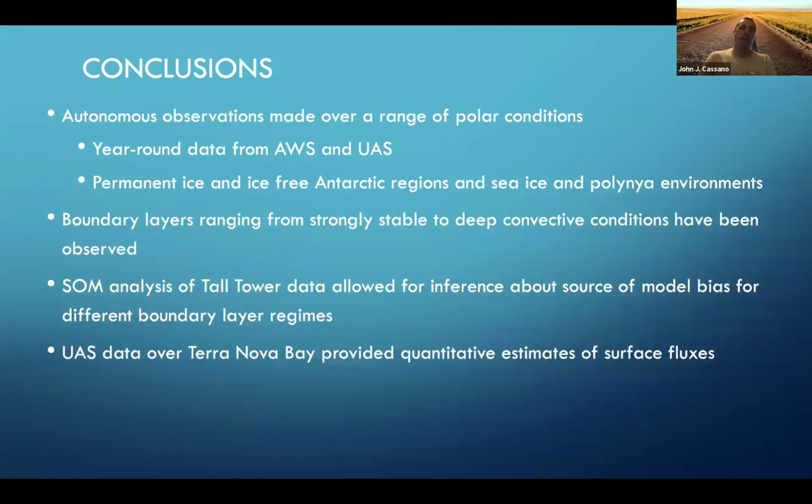So the autonomous observations that I've talked about today, we've made over a range of polar conditions. We've collected data year-round with both automatic weather stations and unmanned aircraft, and we've done this over a variety of surfaces: permanent ice and ice-free locations in the Antarctic, as well as over sea ice and polynya environments. We've observed boundary layers from very strongly stable to deep convective conditions.